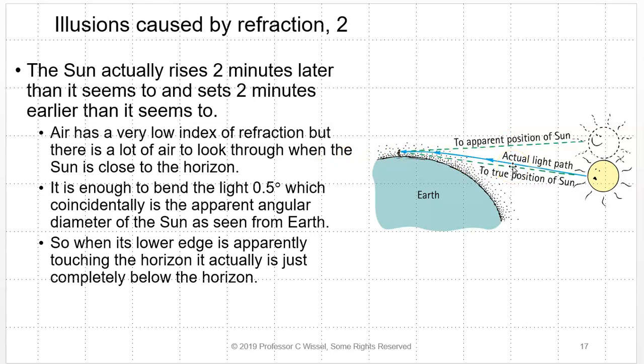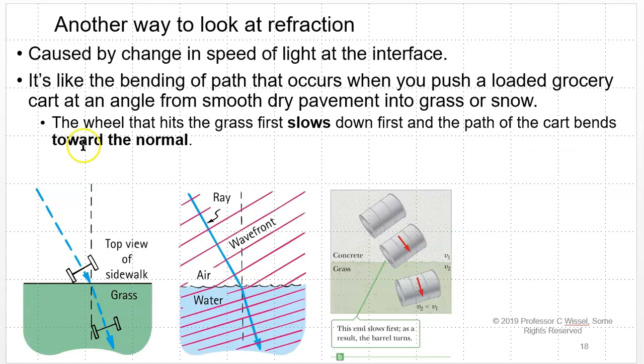So there's a lot of air to look through, and even a tiny difference is enough to cause a refraction. It's actually enough to bend the light half a degree. Coincidentally, that is the apparent size of the sun as seen from the Earth. So when the sun's lower edge, that's called its lower limb, by the way, is just touching the horizon, in reality, the sun is just under the horizon, completely below the horizon. Kind of cool. You never knew that, did you? A little tidbit from astronomy.